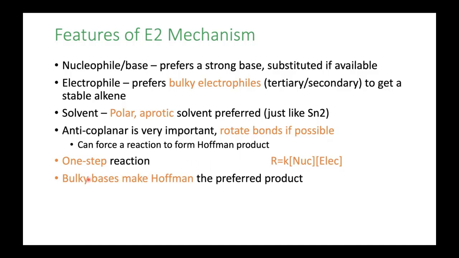The last bullet point is bulky bases make Hofmann the preferred product. So bulky bases are really tert-butoxide. So it will be (CH3)3CO-Na+, that's going to be with an O minus. Or you can see it like this. Those are the same molecule. Just don't get confused. But this is a very bulky base.